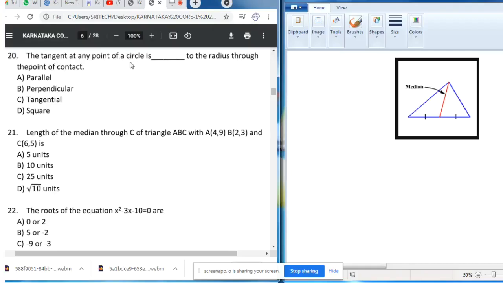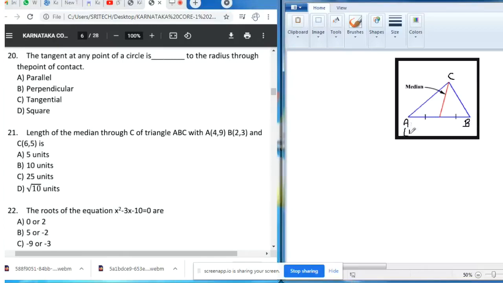The tangent at any point of a circle is perpendicular to the radius through the point of contact. So the basic question. 20th question, correct answer is B, perpendicular. Moving on to the 21st question. Length of the median through C of a triangle ABC with A(4, 9), B(2, 3) and C(6, 5) is. So if you see the right side of the screen, I have drawn a triangle based on the question. Here I am representing C because the median is passing through C and AB are the other points.